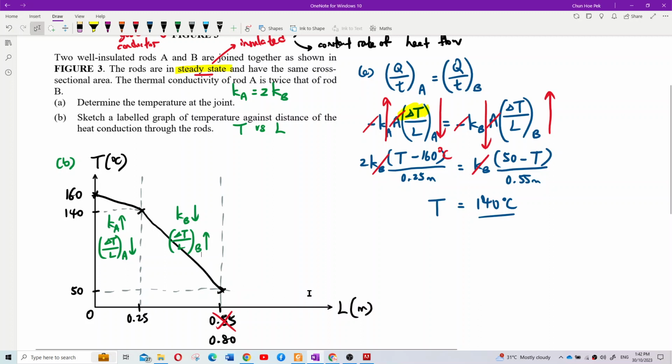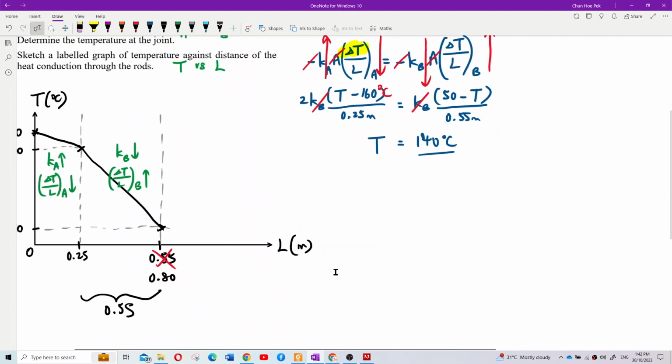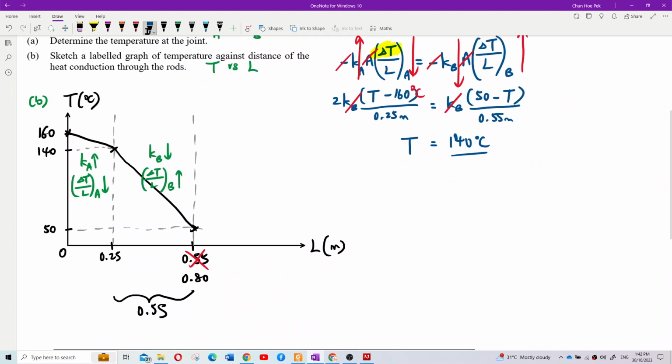You remember this, class? I give one example. Maybe I should write something over here. This is a good conductor. This is a bad conductor. For the good conductor, the temperature drop is small. For the bad conductor, the temperature drop is big. I give one example: our cooking wok.